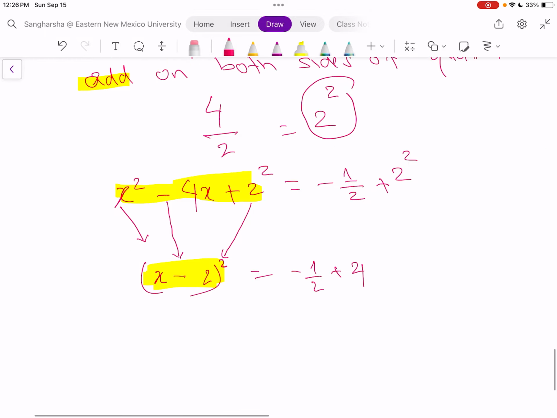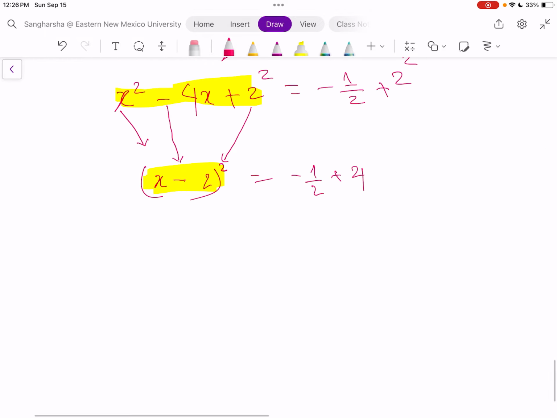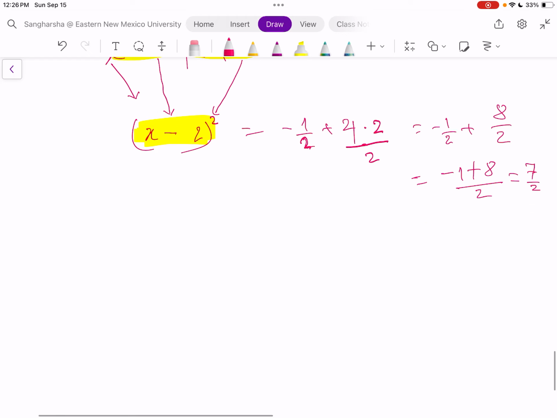Now you need to add these two numbers, so we need a common denominator. The common denominator would be 2, so let's multiply the 4 in the numerator and denominator by 2. So we get negative 1/2 plus 4 times 2, 8 divided by 2. We have the common denominator, we can simplify the numerator. So we have negative 1 plus 8 divided by 2, and this is 7 over 2. So we have here x minus 2 squared equals 7 over 2.